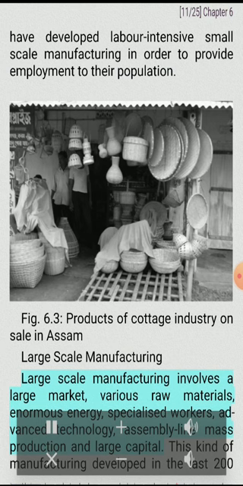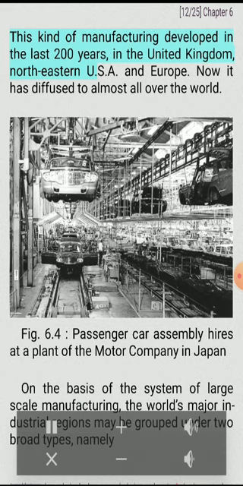Large-scale manufacturing. Large-scale manufacturing involves a large market, various raw materials, enormous energy, specialized workers, advanced technology, assembly line mass production and large capital. This kind of manufacturing developed in the last 200 years, in the United Kingdom, northeastern USA, and Europe. Now it has diffused to almost all over the world. Fig. 6.4. Passenger car assembly at a plant of a motor company in Japan.